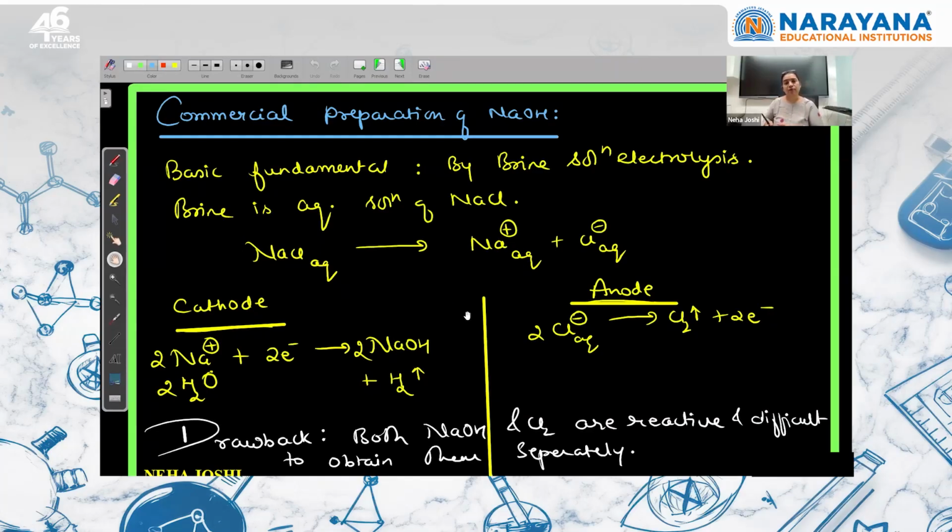After that solution, after a few days, you will find amorphous type white powder on the table. Okay. So it will absorb CO2 and will become Na2CO3. So it absorbs water and then it also absorbs CO2 from surrounding. NaOH is prepared commercially by the electrolysis of brine. Okay, by electrolysis of brine.